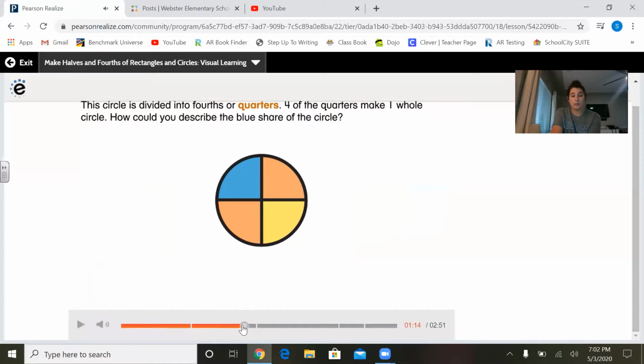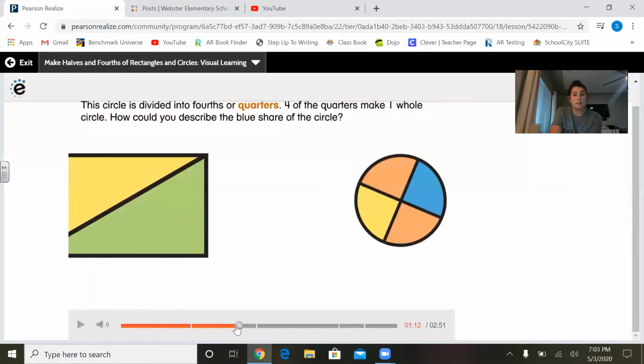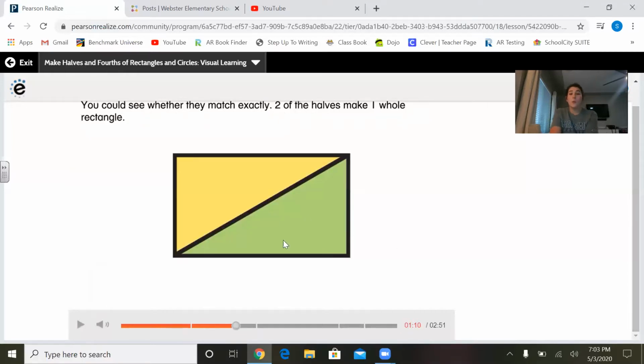I'm going to go ahead and rewind us really fast. What he was saying when he says 2 of the halves make 1 whole is, when I take this half right here and I join it together with this half, I get 1 big whole. So I take 1 half and I put it next to another half, and that equals 1 whole. Just like if I had 1 plus 1, I get 2, just like I have 2 parts.